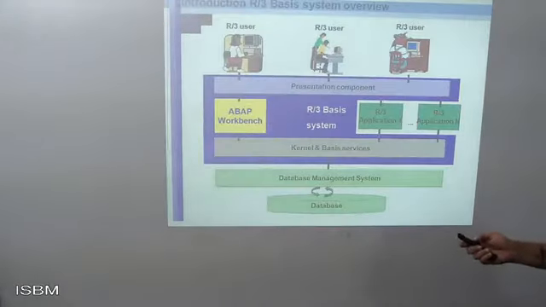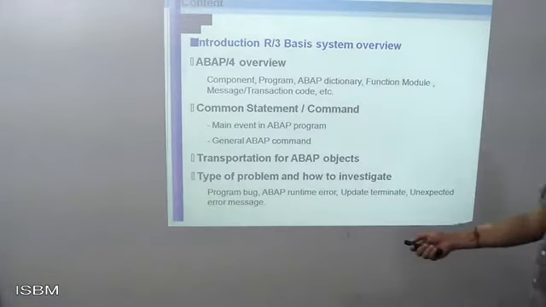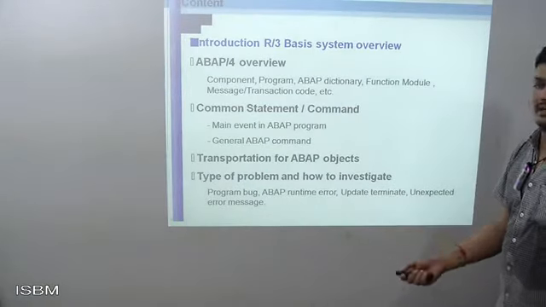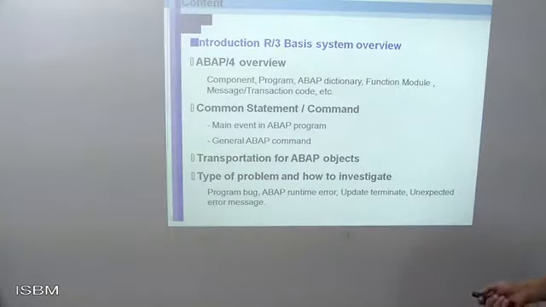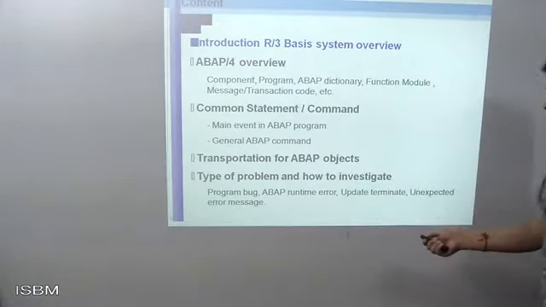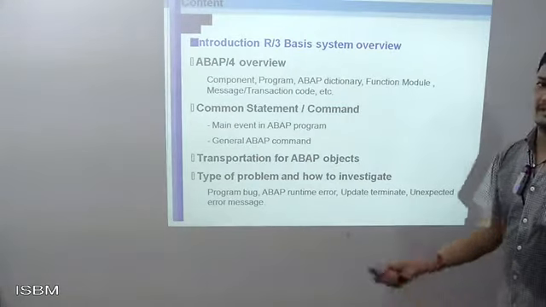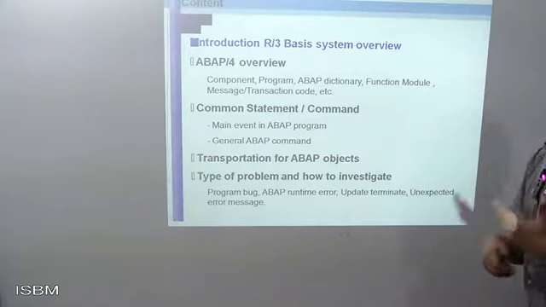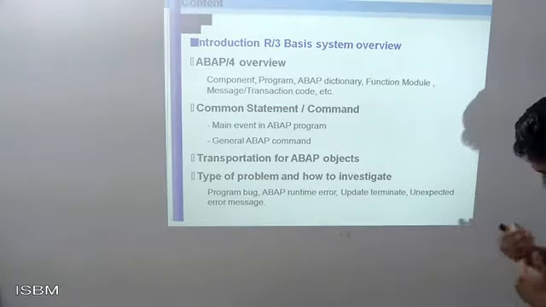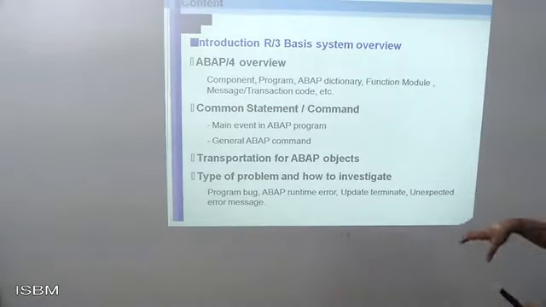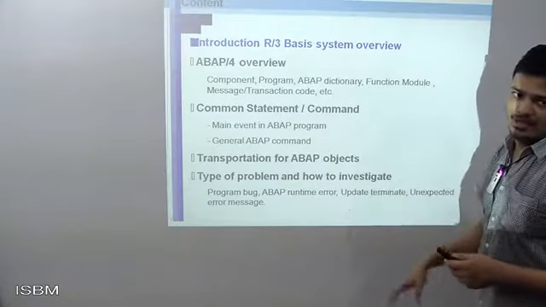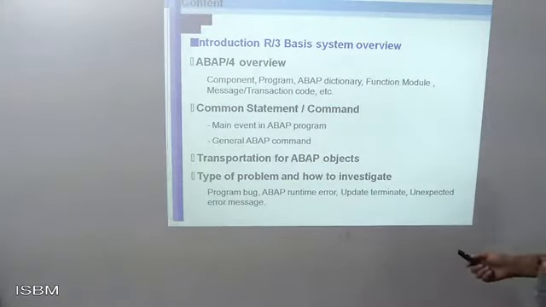Then we are going to check the types of problems and how to investigate what type of problem we are getting. Just like program bugs, we are getting ABAP runtime errors, update terminations, and unexpected error messages. These kinds of errors are coming. So how to solve these errors and how to start the investigation, we will check today.